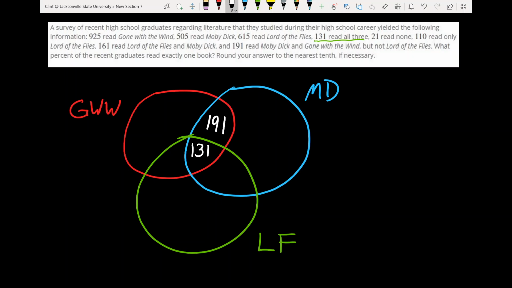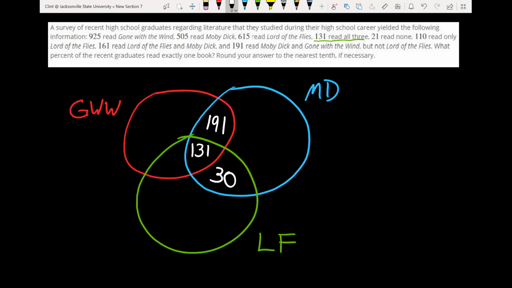We back up another piece of information. It says 161 read Lord of the Flies and Moby Dick. So we want the overlap between the blue and the green circle to be 161. But we've already got 131 in the very middle. So if we subtract, that leaves us 30 out here. 131 plus 30 equals 161.